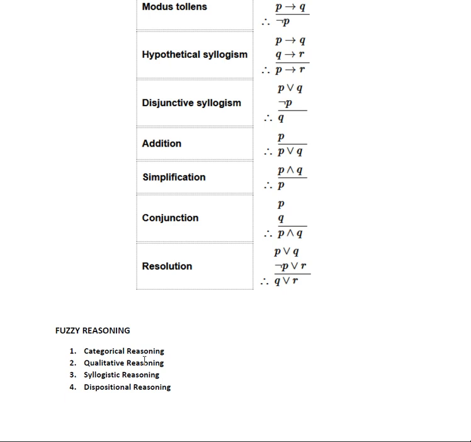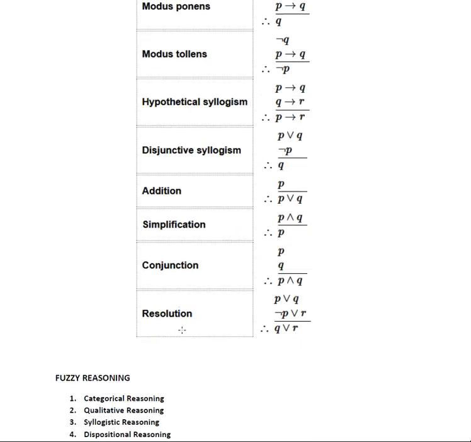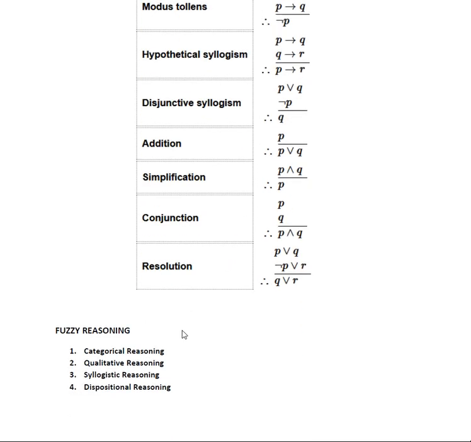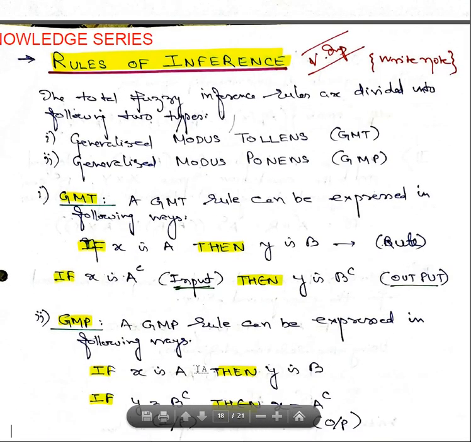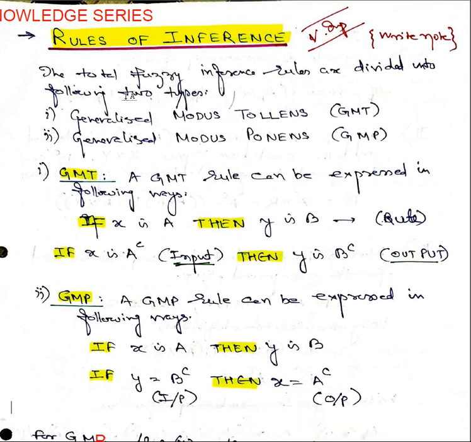So one way to understand fuzzy reasoning is as a part of these rules of inference, and that's how the system is able to infer based on several factors like fuzzy rules and fuzzy set conditions. Now we discuss another set of rules of inference. In the rules of inference, it can be divided into two types.